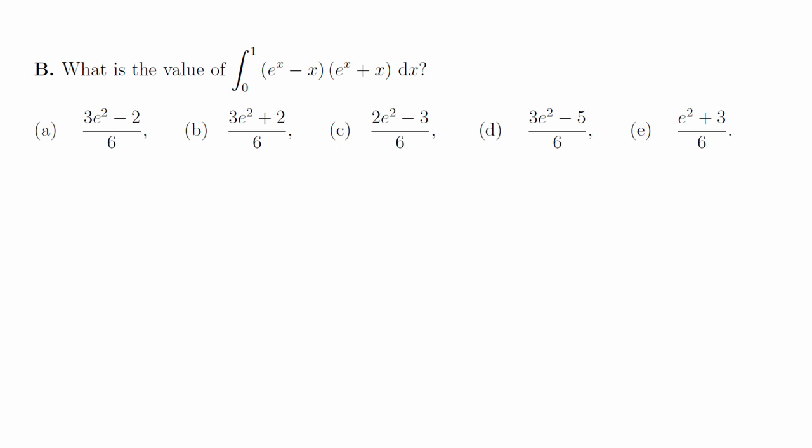1b. If we multiply out these brackets, we get e to the 2x minus x squared, and we can recognise that as the derivative of 1/2 e to the 2x minus x cubed over 3. If we put the limits in, we get 3e squared minus 5 all over 6, which is option D.